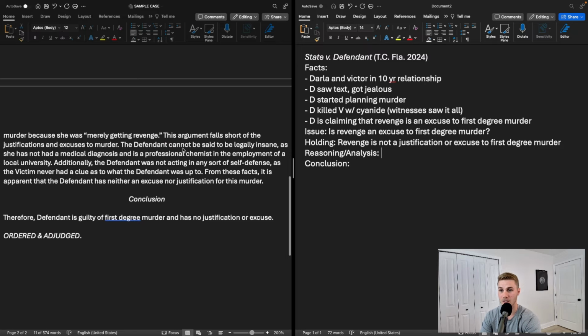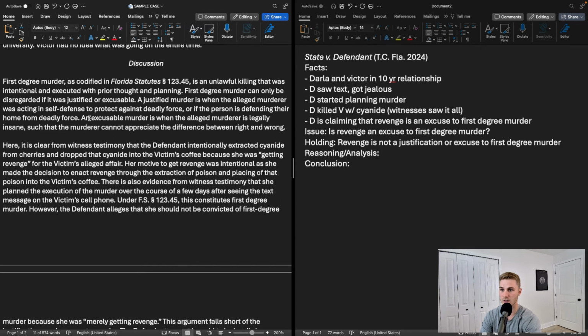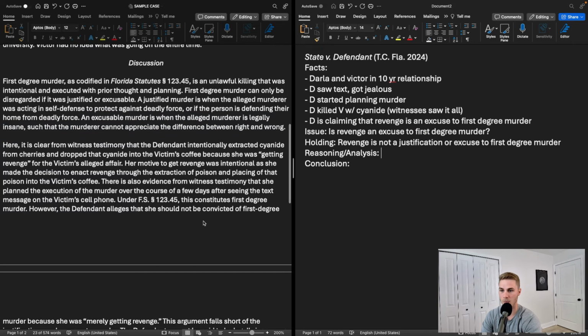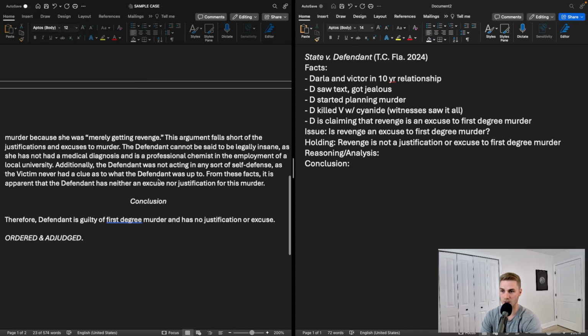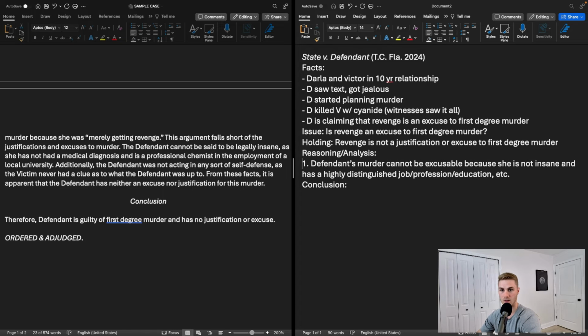Let's see. The defendant cannot be said to be legally insane, as she has not had a medical diagnosis and is a professional chemist in the employment of the local university. Okay, so we can see here that this reasoning is playing to the excusable murder piece. So because an excusable murder is when the alleged murderer is legally insane, such that, blah, blah, blah. Here, she was not legally insane. And she also had a pretty distinguished job. She's a professor, she's a chemist, so she's pretty smart. So we'll put here that the defendant's murder cannot be excusable because she is not insane and has a highly distinguished job, profession, education, etc. We put a little 1 next to that as the first reason and the reason why it is not excusable.